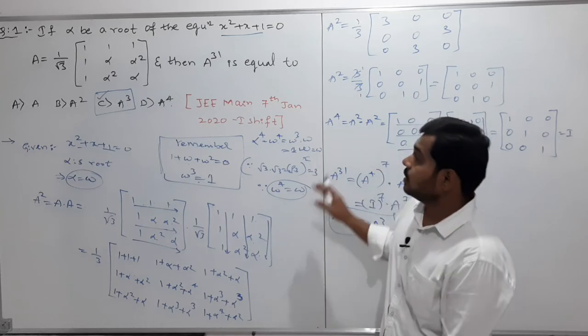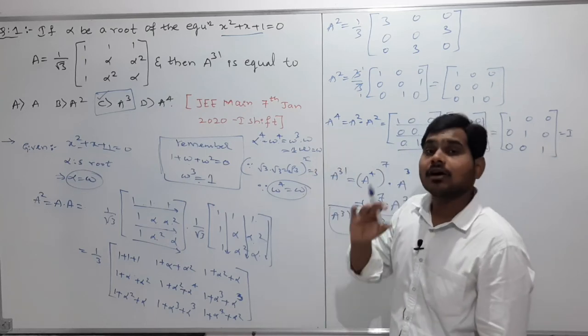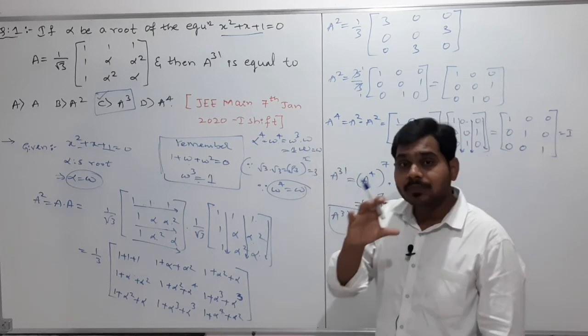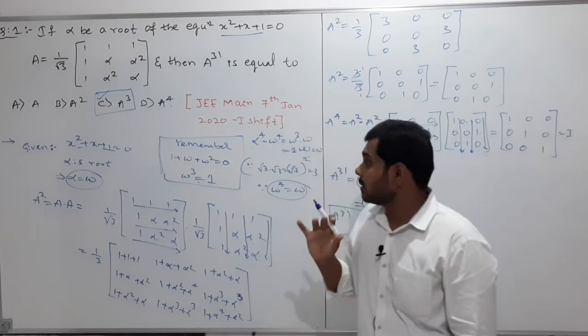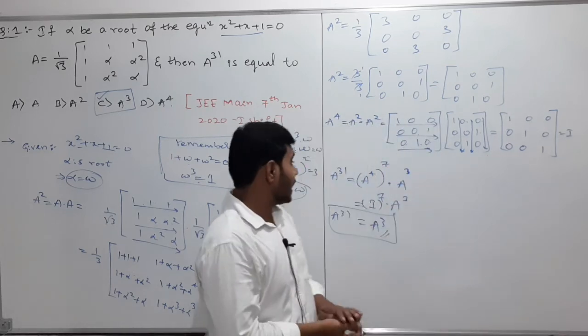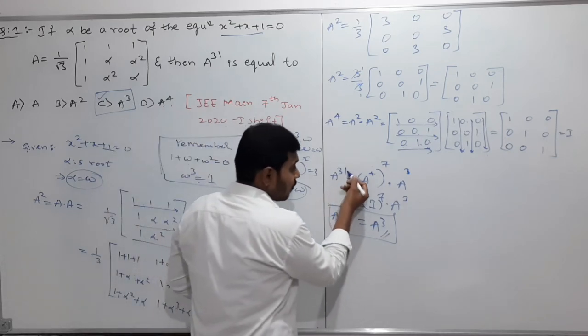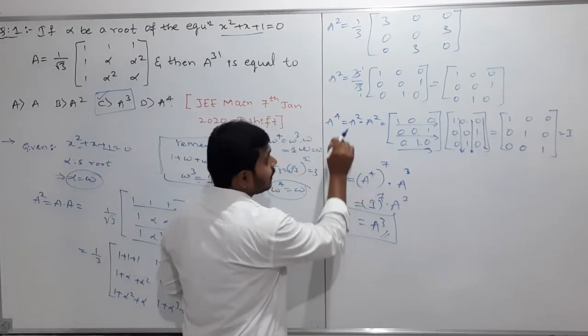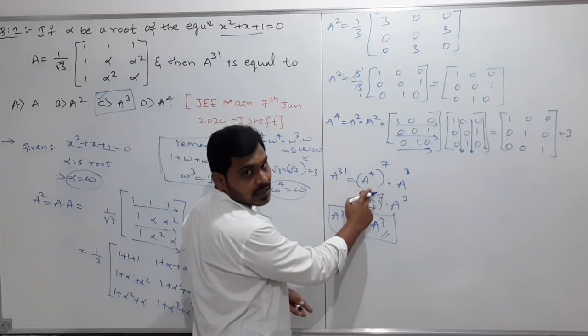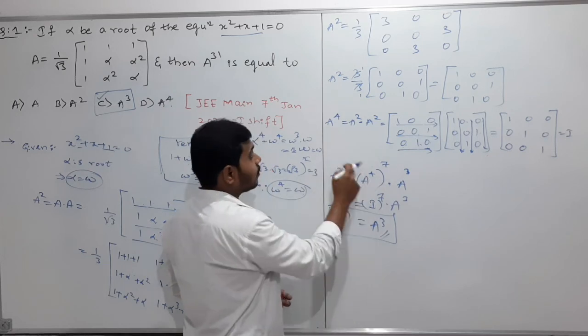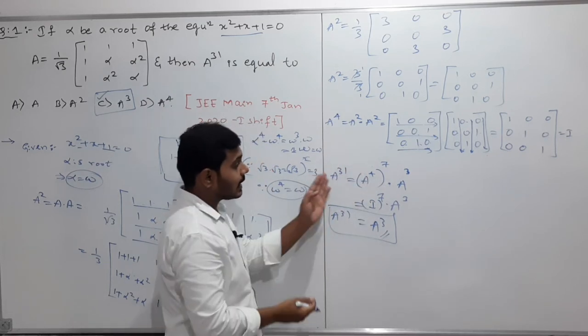Clear? So is it understood now? I think now you may have got my point. What is my point? My point is I am converting this A to the power 31, where the power is so high. To reduce this, what I did, I made use of A to the power 4. Clear? So whenever you have a power like this, try to reduce it.